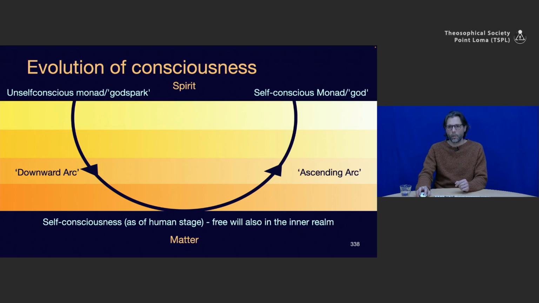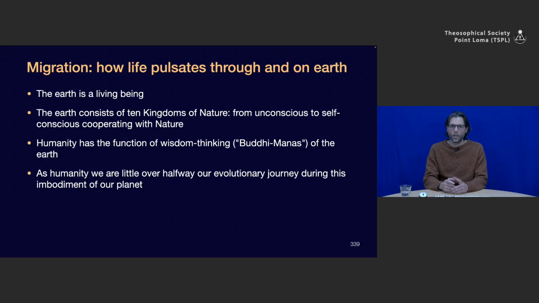First, a short summary of this part. We've discussed that according to Theosophy, the Earth is a living being. This applies to both the physical sphere itself, which is a vehicle or body of the composite of an even wider being of cosmic consciousness operating through this outer sphere. But if we look at the Earth as this physical sphere, it consists of 10 kingdoms of nature, from unconscious kingdoms to kingdoms that cooperate self-consciously with nature as a whole.